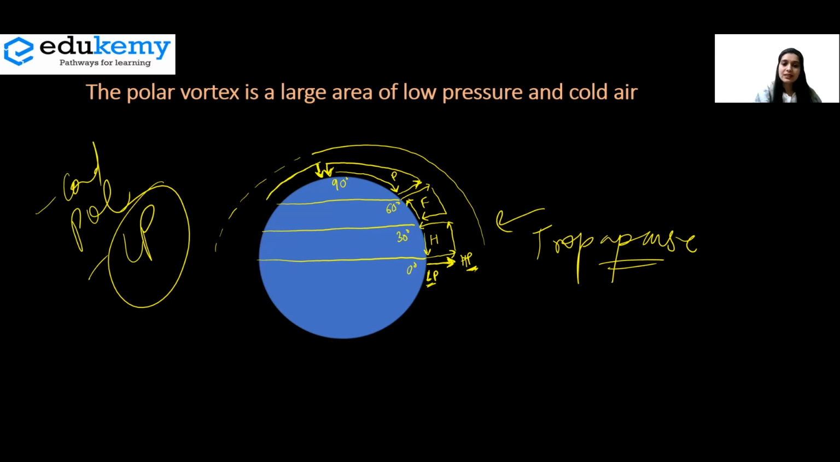Fine. So if it is descending, it is becoming heavy. So it is piling up on the surface, so creating a high pressure here. So where it is piling up, it is creating a high pressure. Where it is rarefying, it is going away, it is kind of creating a low pressure.